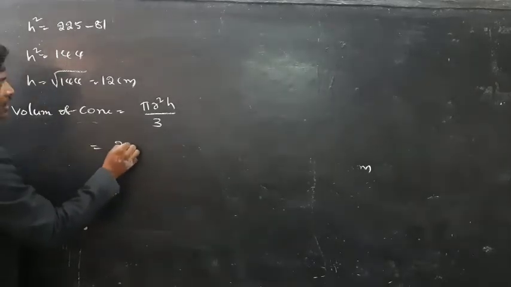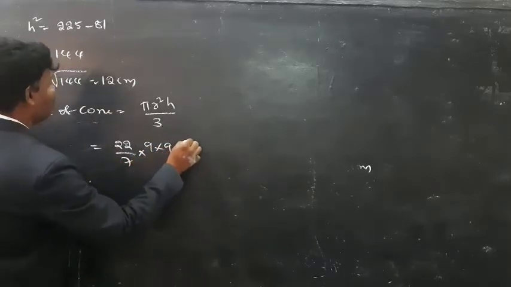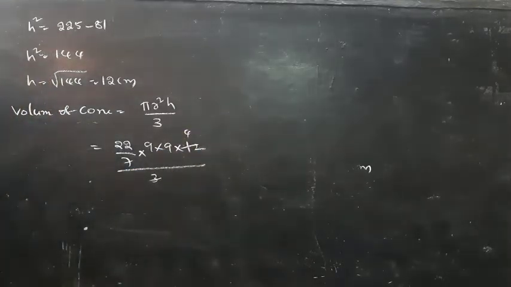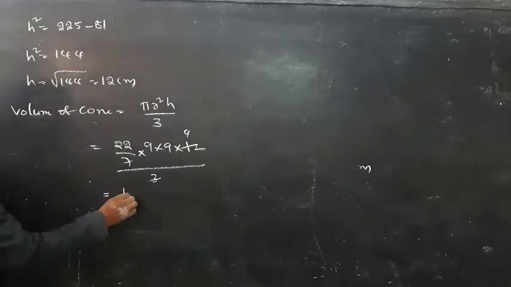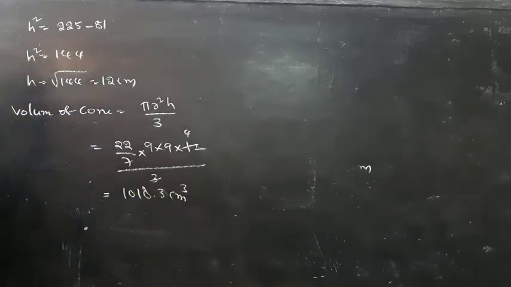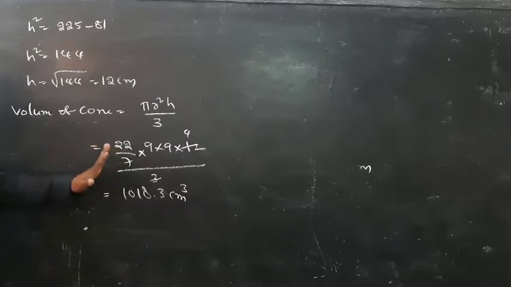What is the value of pi here? 22 by 7, into r square, which is nothing but 9 into 9, into height, 12 by 3. After the calculations, you will get 1018.3 centimeter cube. So the volume of the cone is nothing but 1018.3 centimeter cube.